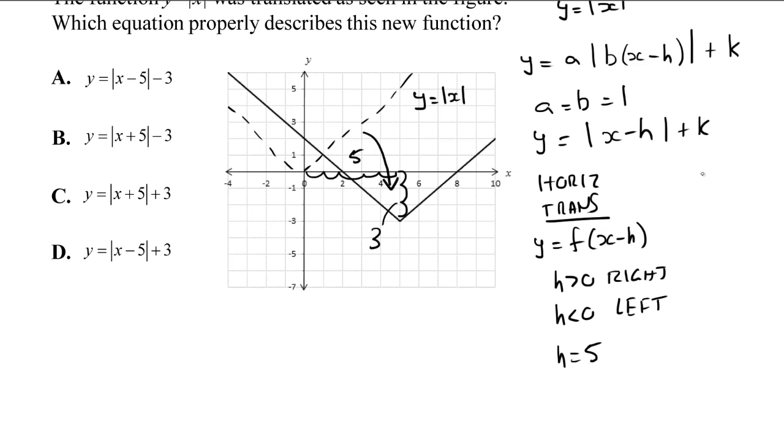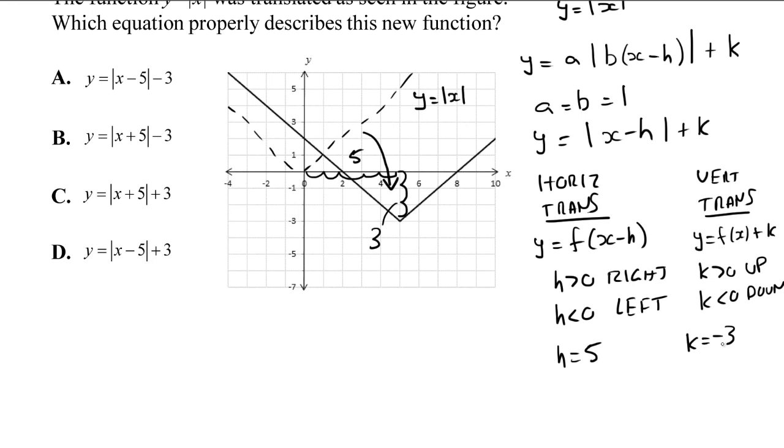Okay, that's it for horizontal translation. Now let's do the vertical part. So for the vertical translation, it looked like y equals f of x plus k. And we said when k is greater than 0, it's a shift up. And when k was less than 0, it's a shift down. In our case, we have a shift down by 3 units. So k is equal to -3.